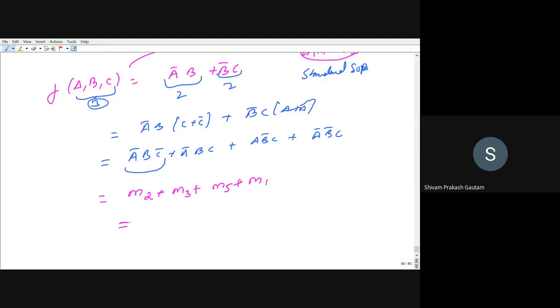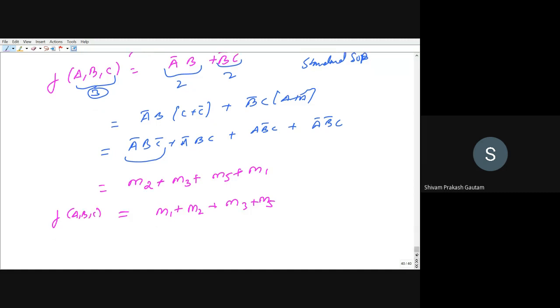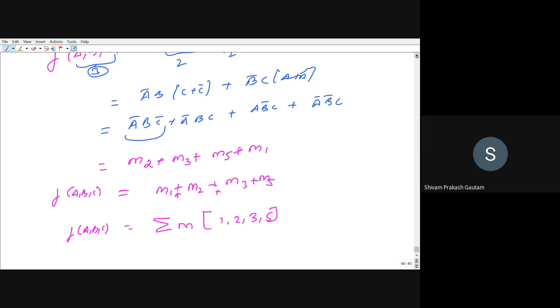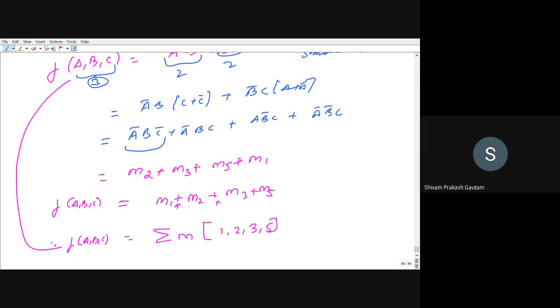So this can be written as, if you rearrange it, m1 plus m2 plus m3 plus m5. So these are the minterms of the function which we started with, right? Or you can also represent it in this form, that is f(a, b, c). You can see we are having a summation. This is the form of summation: small m represents a minterm, in brackets 1, 2, 3, 5. So this is how you can also represent this function in sum of product form, right?